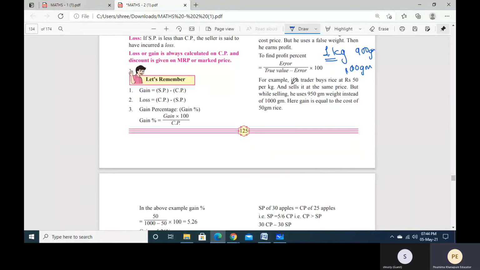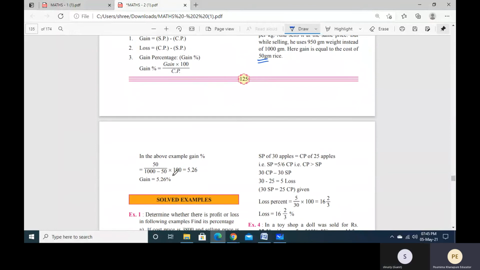Example is also given. For example, if a trader buys at rupees 50 per kg and sells it at the same price, so selling price and cost price are the same, but while selling, he uses only 950 gram weight instead of the 1000 gram. So the error is 50 gram. So that's 50 upon 1000 minus 50 into 100. So there is a profit of 5.26%.